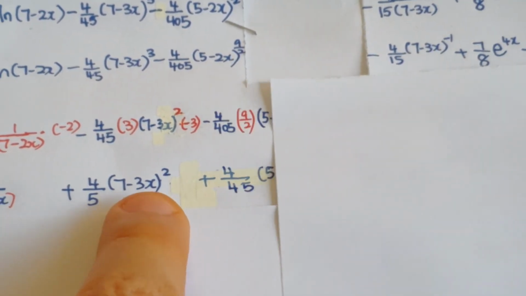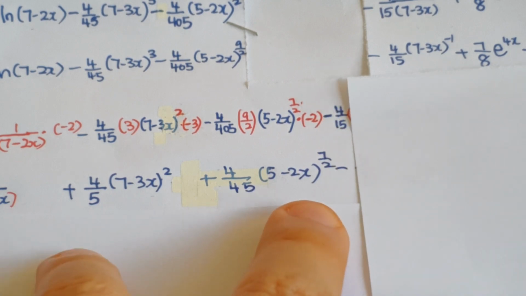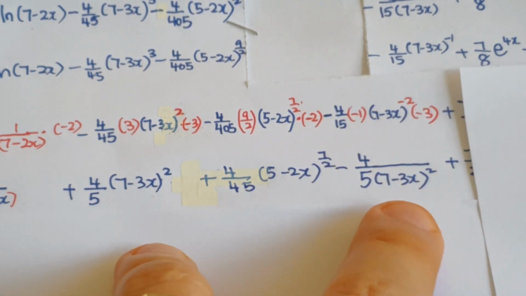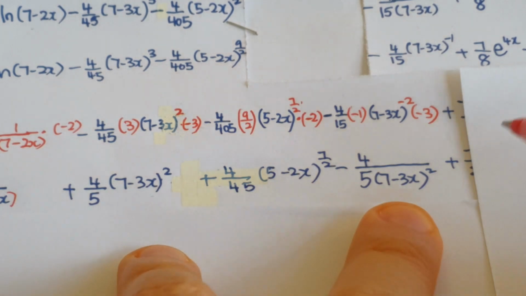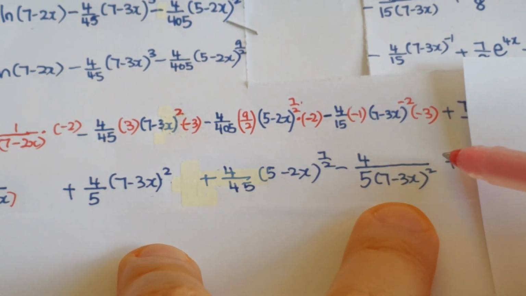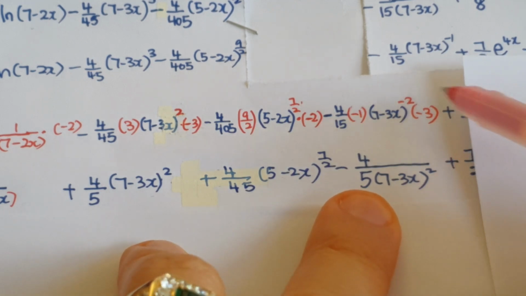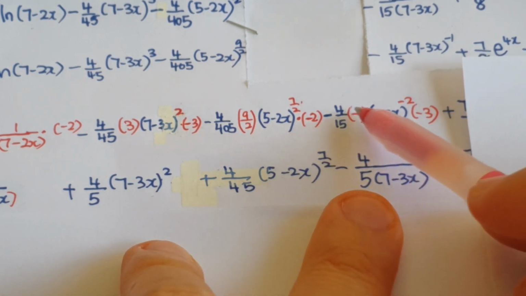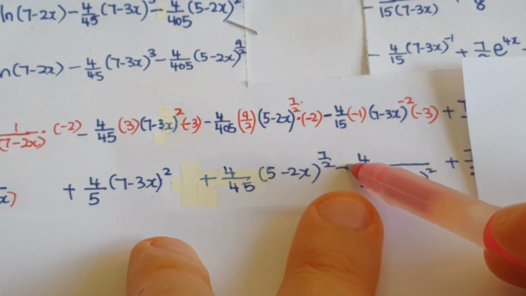Press calculator, you get this. Then press calculator, you get this. Press calculator, you will get this. But make sure this you bring down to the denominator, make it positive index. Okay, then you see down here there's a minus. This times -1 times -3. That's why overall is minus.